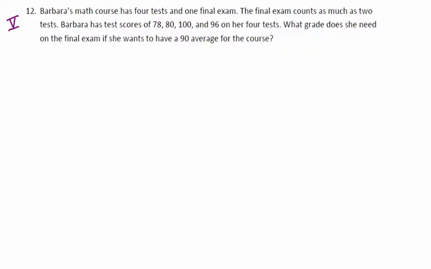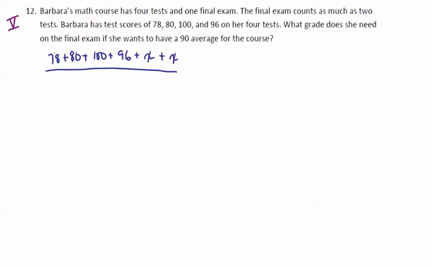So, first example, Barbara's math course has 4 tests and 1 final exam. The final exam counts as much as 2 tests. So she has scores of 78, 80, 100, and 96. Now, the final exam, which is going to be scored between 0 and 100, is going to go in as 2 different exams, and you would do that to make it more valuable, to make it have a greater weight in the calculation of the final grade.